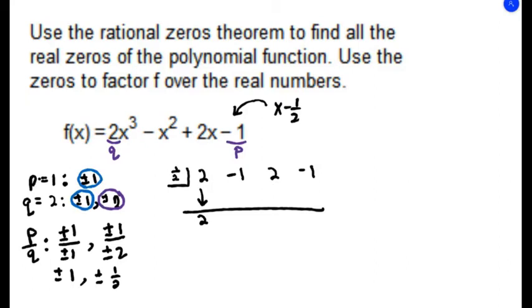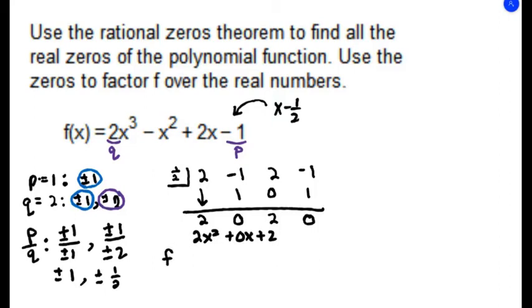So 1/2 times 2 is 1. We add these guys together to get 0. 0 times 1/2 is 0. Add these guys together to get 2. 2 times 1/2 is 1. And we get our remainder of 0 again. And now we have reduced our polynomial down to 2x squared plus 0x plus 2.